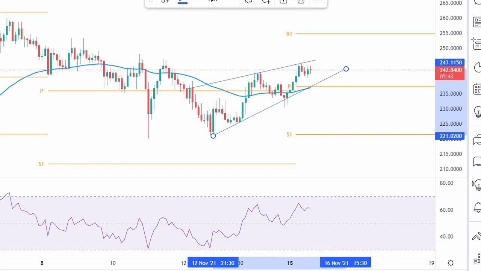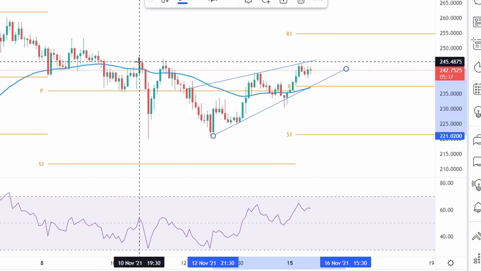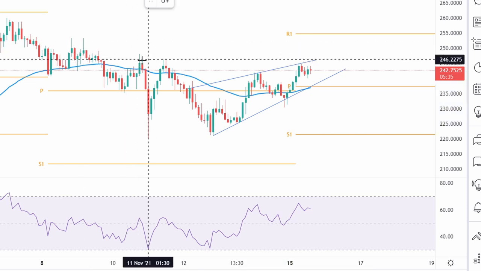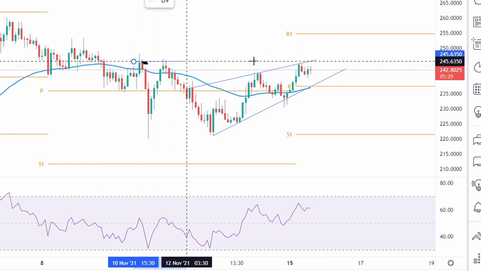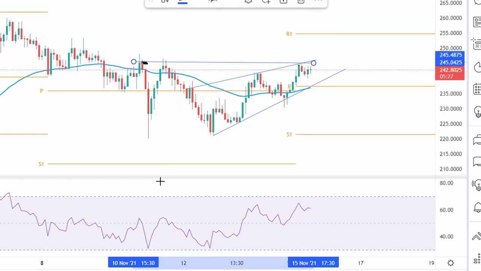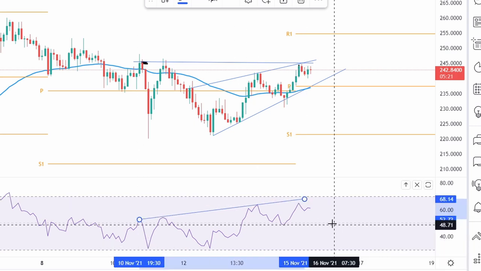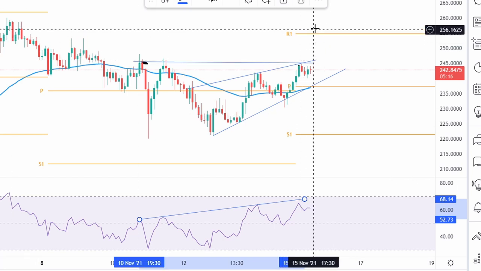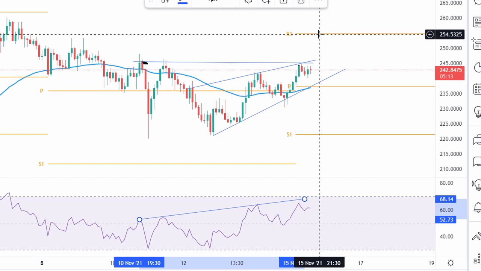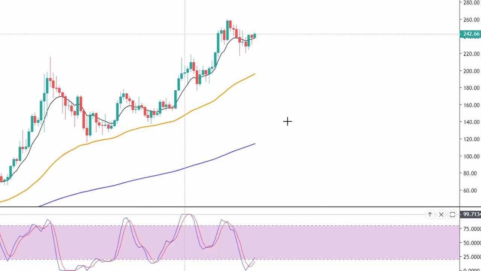Another reason for this price prediction is that on a shorter time frame we can see a bullish divergence. If we see the price from, let's say, this point to this point, we can draw a straight line, whereas on the RSI from this point to this point we can see there is a bullish divergence. This can help the price go up at least to this level, because this is almost all-time high and a resistance level at 254.